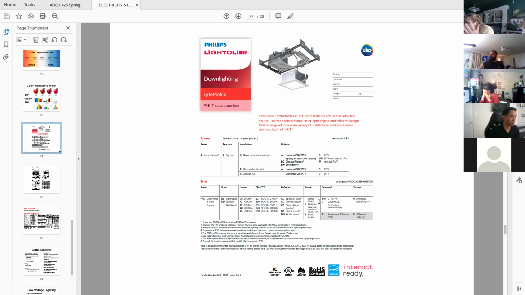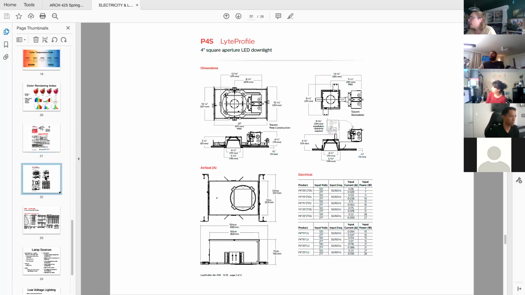Dimmable, voltage, flange, reflector. There's often different types of reflectors. The reflector is the part that goes behind the bulb and shines down. If you want it to be really bright or if you want it to disappear, you could get a specular or a black matte. Okay, so that's page 1, talking about the fixture and all the options.